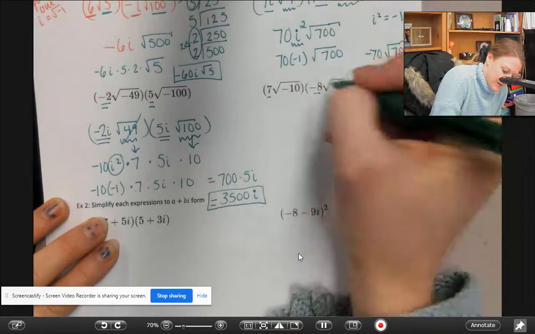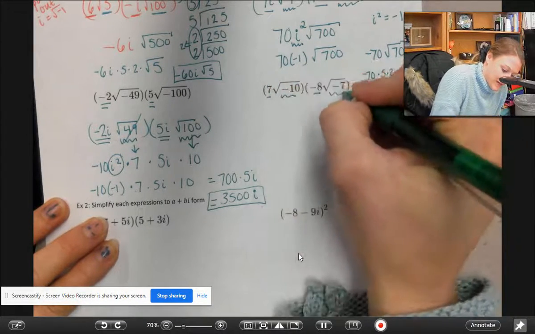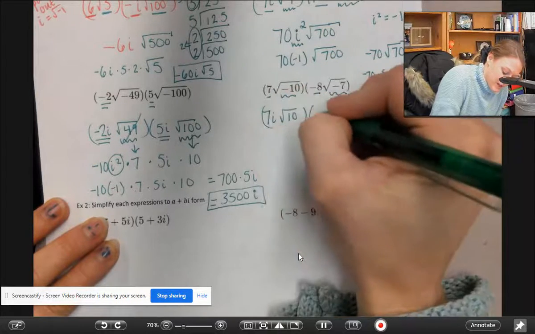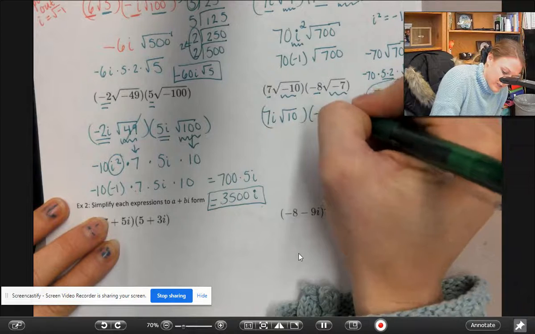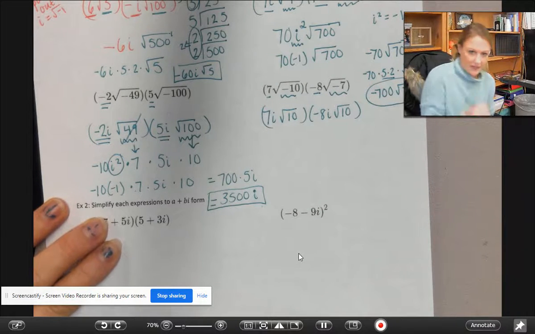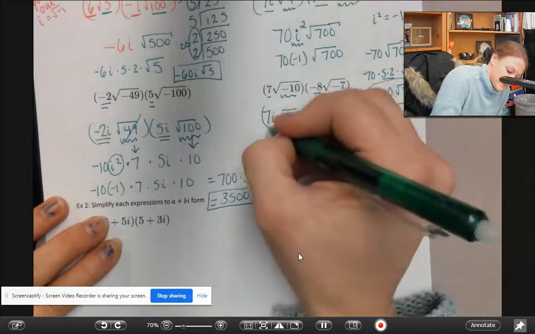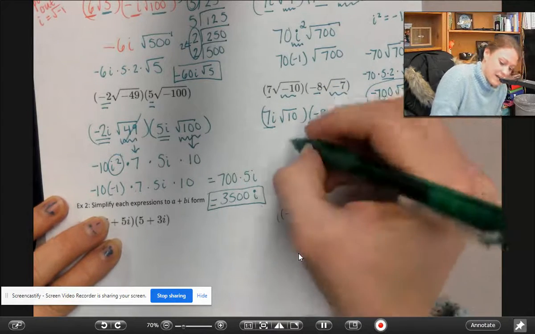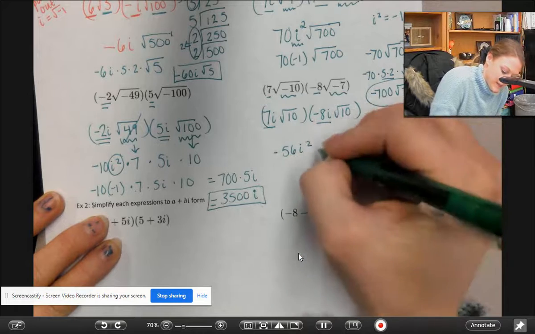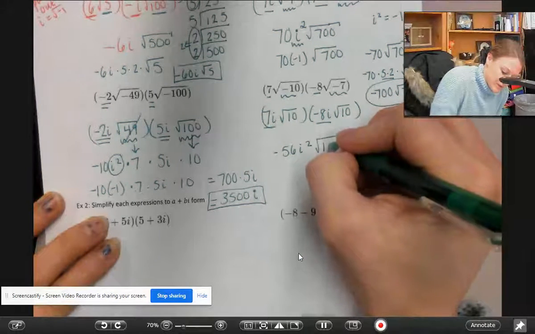7, negative 8. Okay, I got to pull out the i, right? So I have 7i root 10 times negative 8i root 10. Okay, so the i's are with us. They're pulled out. And now I can multiply 7i times negative 8i. It's going to be negative 56i squared. And then square root of 10 times square root of 10 is square root of 100.